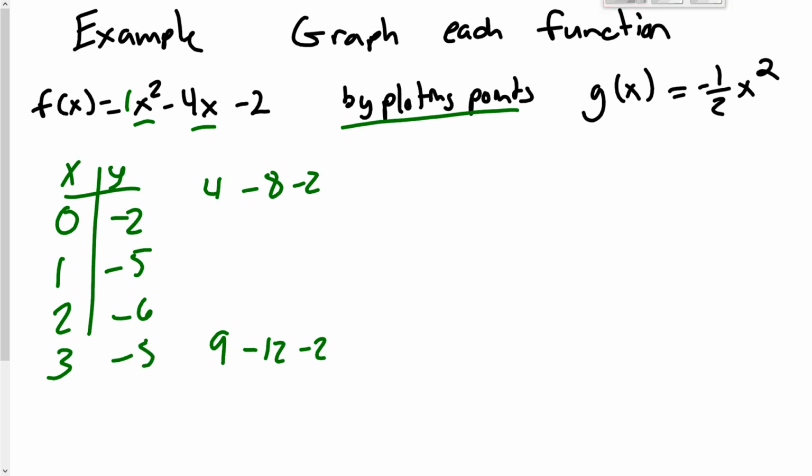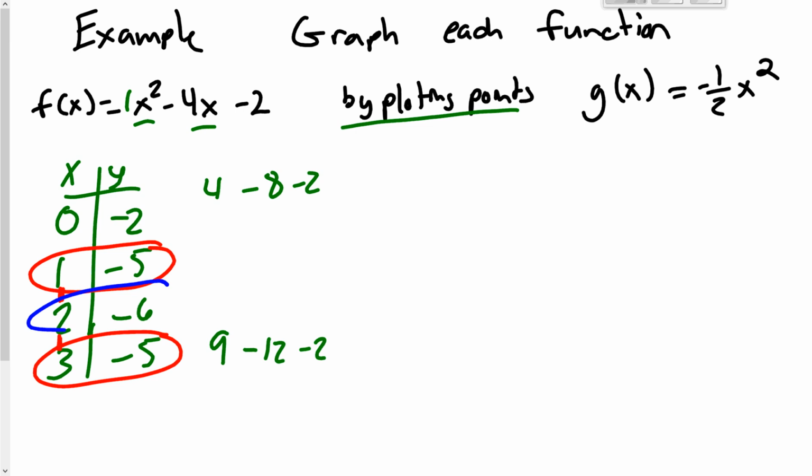So look, because these two have the same y value, look at their distance to that middle number, that point 2, negative 6. They're both 1 away. That means that 2, negative 6 would be the vertex, because it's in the middle of the two values that share that same y value. So you can graph this.